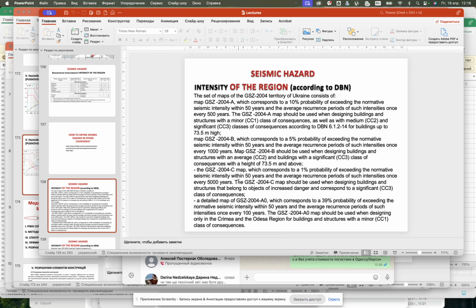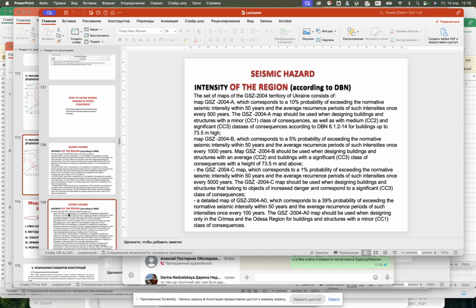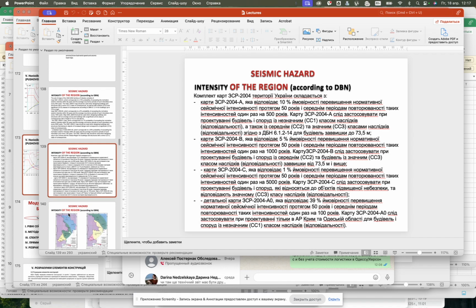Also, we have map A0. This map means that we can define the seismicity for these regions for weak earthquakes or even for the design earthquakes, but for consequence class CC1 buildings without the continuous presence of people at that site.